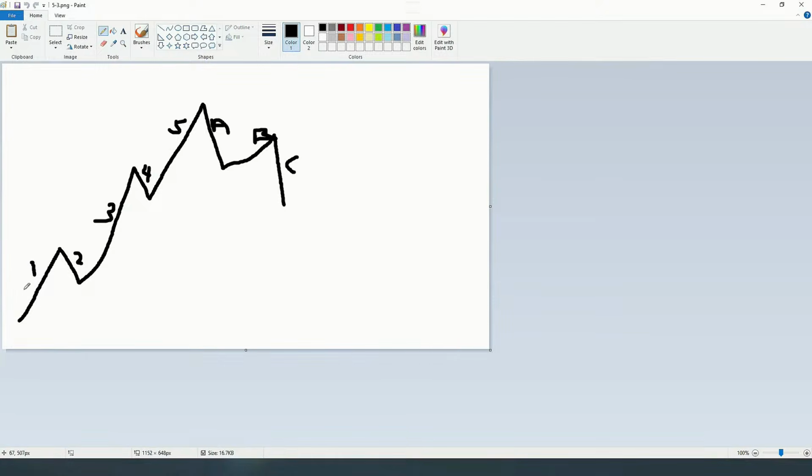All right. So in going with the trend, we call this an impulse wave because it is trying to go with the current flow. So you're impulsing. And impulse waves, according to Ralph Elliott, have 5 waves within them. 1 is a motive wave, 2 is a corrective wave, 3 is another motive wave, 4 is a corrective wave, and 5. So that is 5.